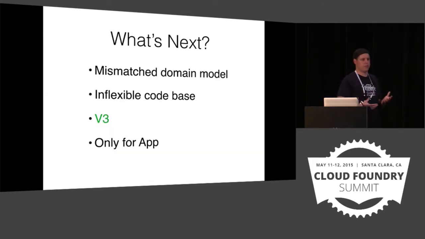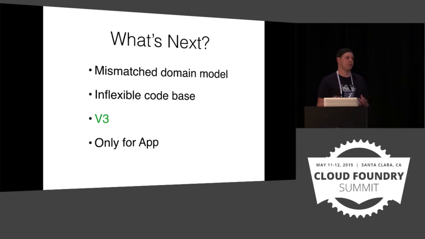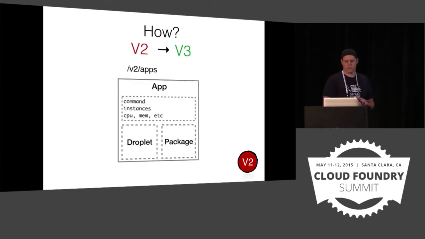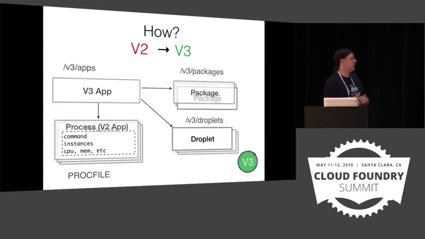Well, we have this sort of mismatched domain model where our existing structure and our desired structure don't match. We have a little bit of an inflexible code base. So we're going to move on to V3. And specifically for V3, we're just going to talk about app. We're not going to touch the other things. We're not going to talk about spaces or users or anything, but just app. So how are we going to get there? Well, today we have our API for V2 apps. We have our app object, and it sort of has the things we want in it. We just need to break it apart. So that's what we're going to do.